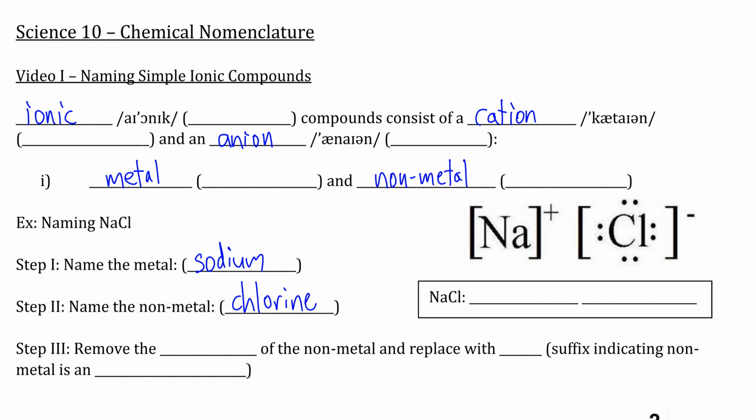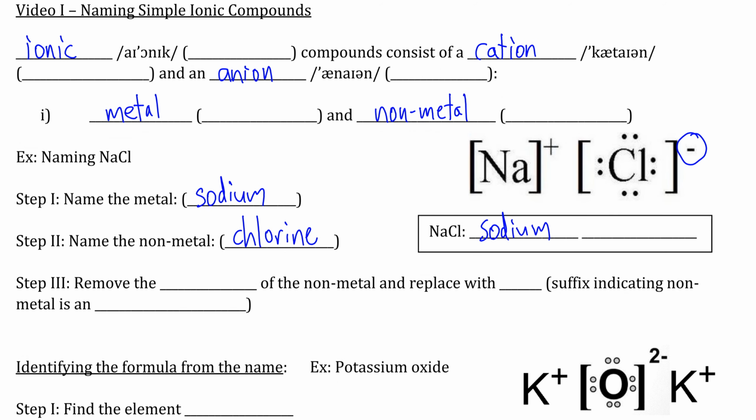And with the metal name, this is actually the first part of the compound's name. We can write the name of the metal in without changing anything, but we're not going to write the nonmetal's name in because we need to make a slight modification to indicate that it is an anion. So we need to remove the suffix, the last few letters of the nonmetal's name, and we need to replace it with a different suffix.